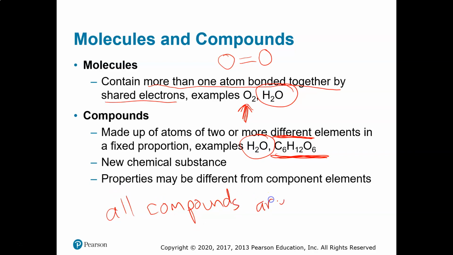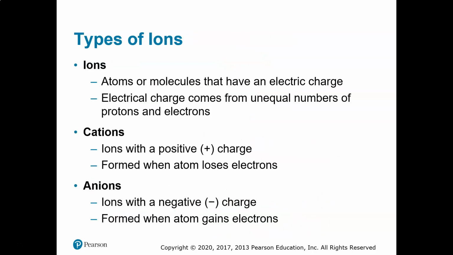All compounds are also molecules, but some molecules would not be classified as a compound, like oxygen is not a compound. Now, we talked about isotopes. These are atoms that have different numbers of neutrons. Now we're going to talk about ions.